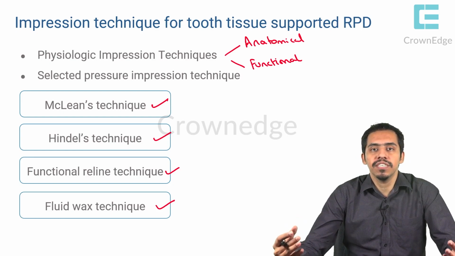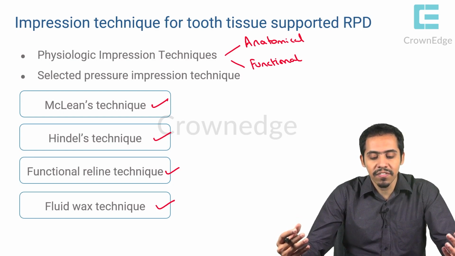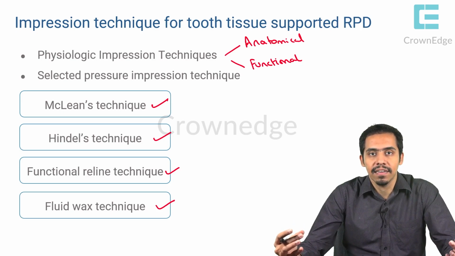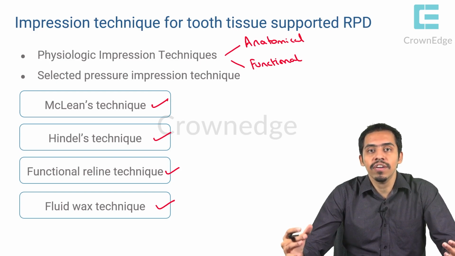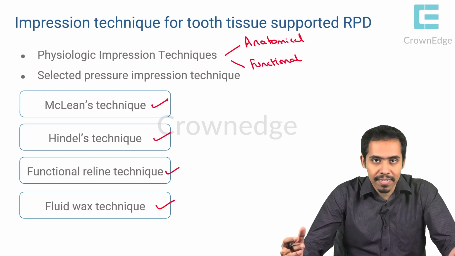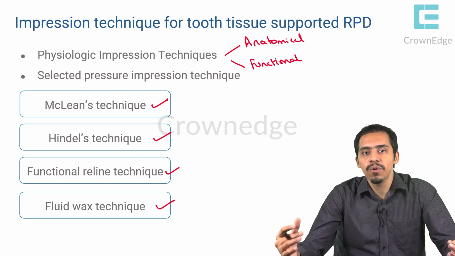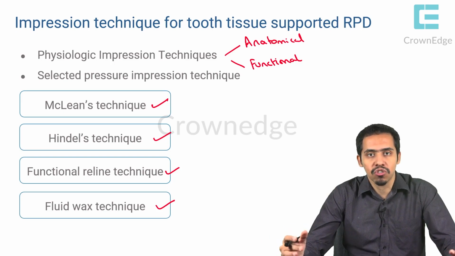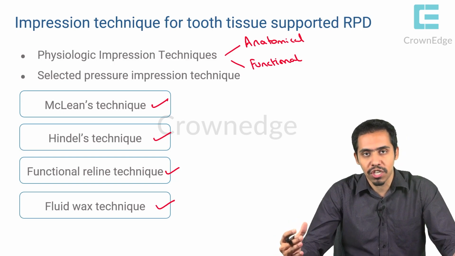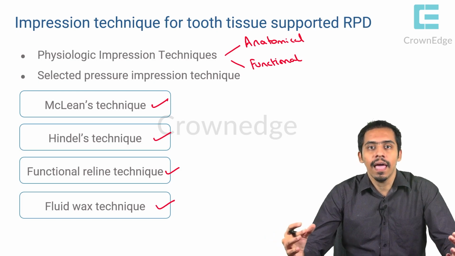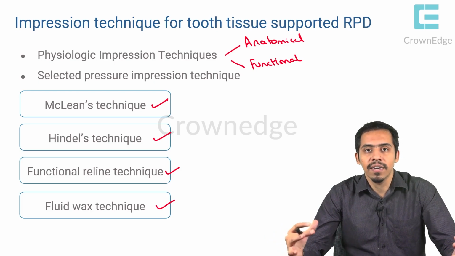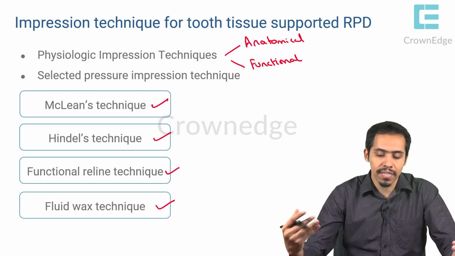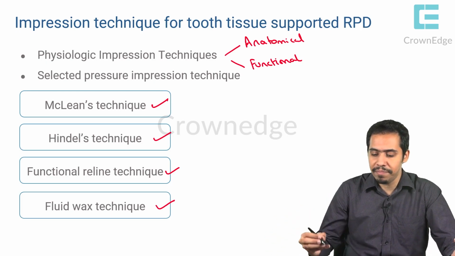Apart from the physiological impression technique, there is something called the selective pressure impression technique. In this technique, we just exert pressure on areas which can be compressed, and those areas which need to be relieved, we relieve them. This is almost similar to the technique which you've learned in your complete dentures, your selective pressure. In your complete dentures, you had your mucostatic and your mucocompressive. That as well comes under your mesoly or physiological techniques. Whereas a selective pressure technique employs only certain areas under pressure and relieves the other areas. We'll be discussing these techniques in detail in a while.